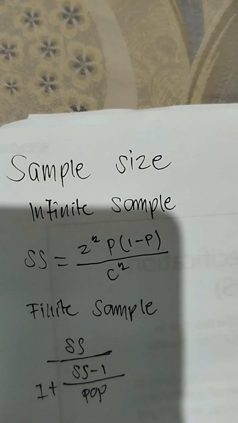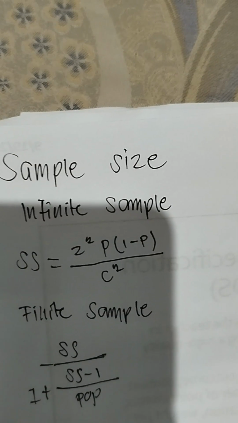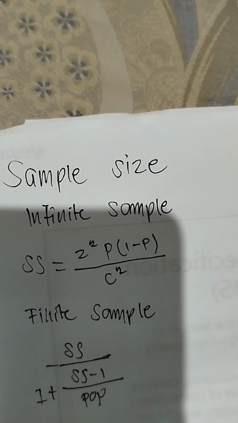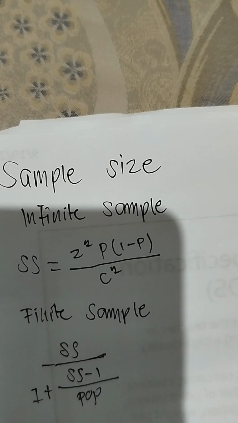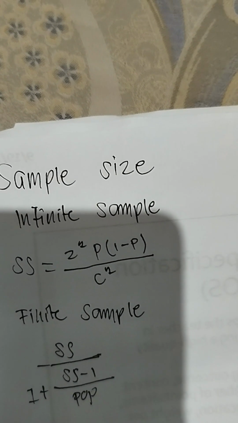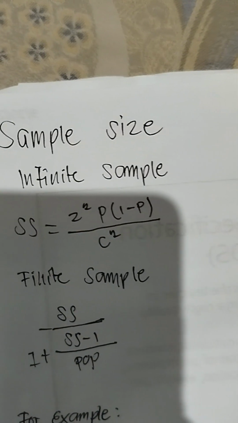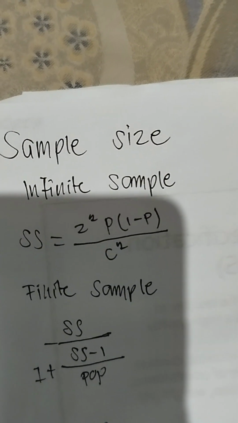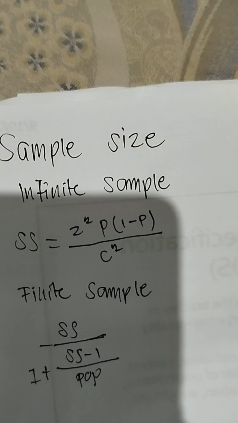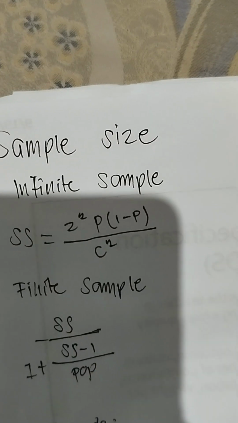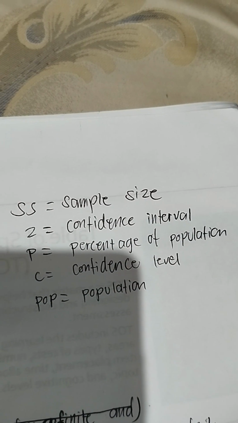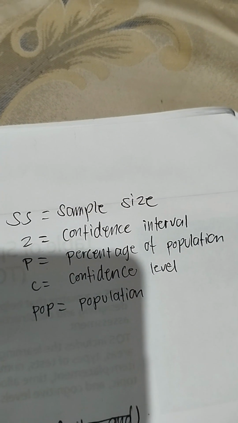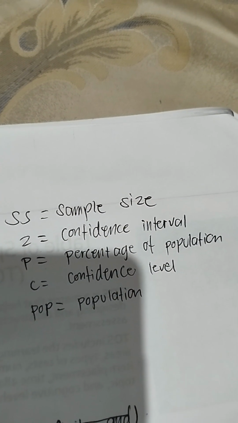So the formula of the infinite sample kay SS equals Z squared P times 1 minus P over C squared. The finite sample kay sample size over 1 plus sample size minus 1 over population. Z is confidence interval and P is percentage of population and C for confidence level and POP is for population.